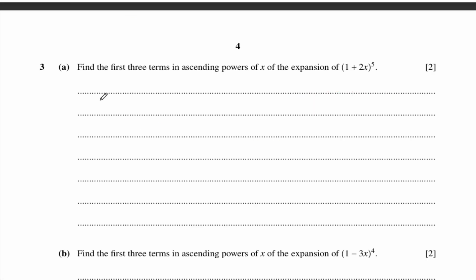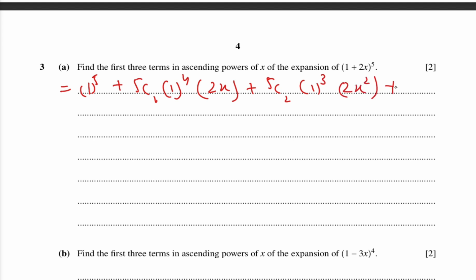So let's move to question number 3. Find the first three terms in ascending powers of x of the expansion of (1 plus 2x) to the power 5. So right now the first expression will be 1 to the power 5 plus 5C1 times 1 to the power 4 times 2x to the power 1, plus 5C2 times 1 to the power 3 times (2x) squared, and so on.